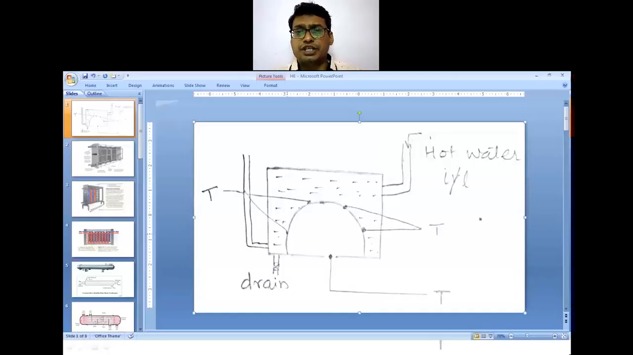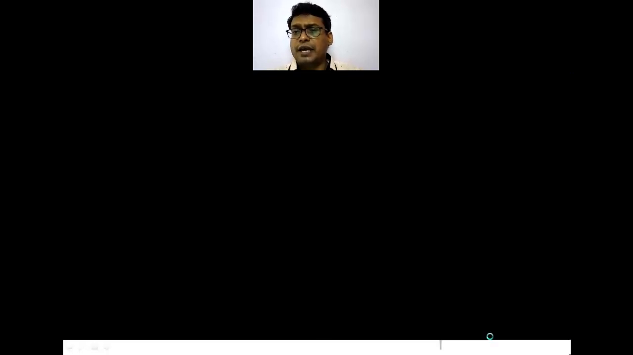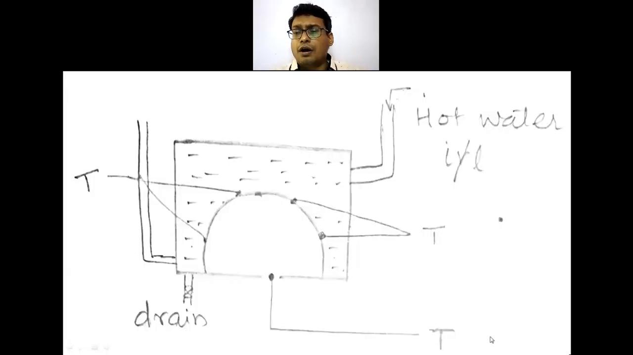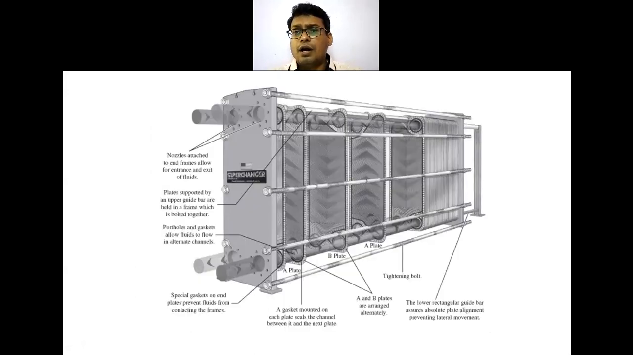Now the next experiment is the plate heat exchanger. This plate type heat exchanger looks like this. There are a number of plates: one plate, second plate, third plate, fourth plate. In our experimental apparatus there are 6 plates with a specific length and width. This is an industrial scale apparatus, which is why there are so many plates.